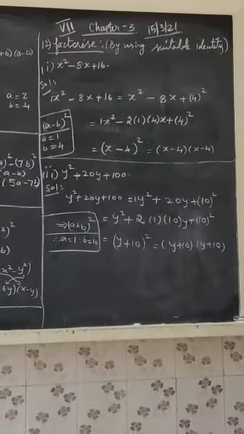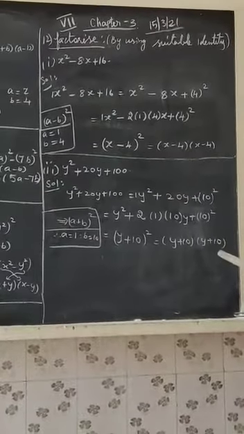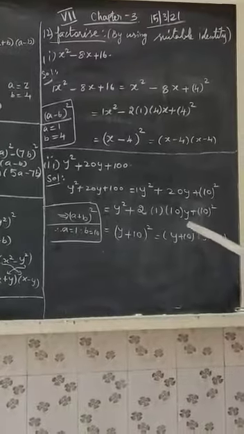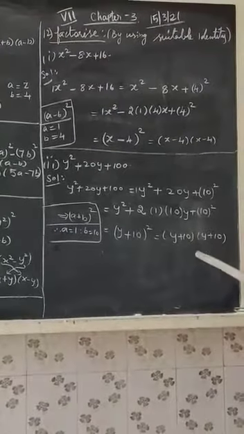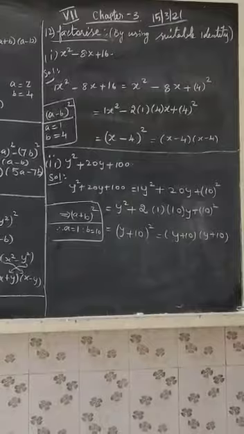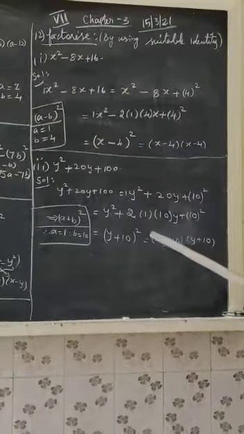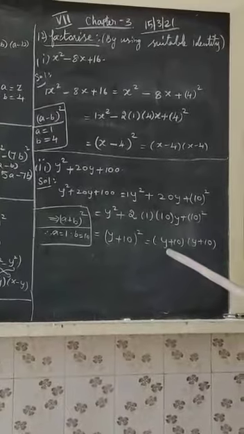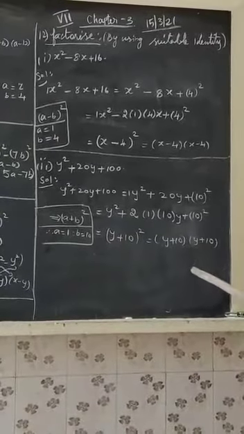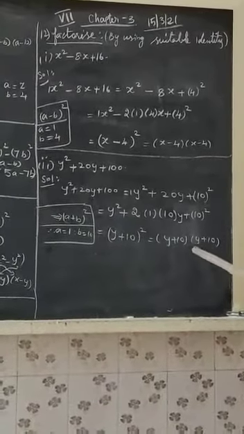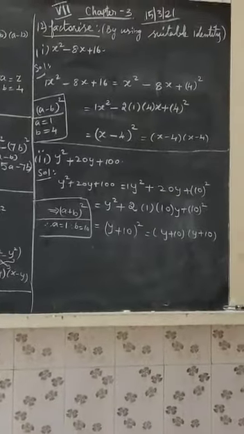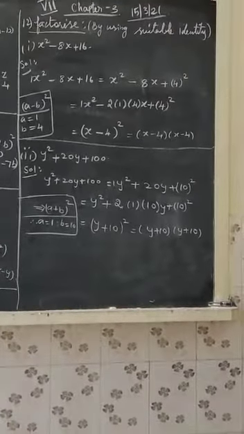In the middle term 20 I split out 2 into the coefficient of the previous term y square, which is 1, so 2 into 1 into 10. Then only I am getting 20y, plus 10 square. So what is the formula? The a value is 1 and the b value equal to 10. So I use the formula y plus 10 the whole square. So we split out the term and get the answer y plus 10 into y plus 10.